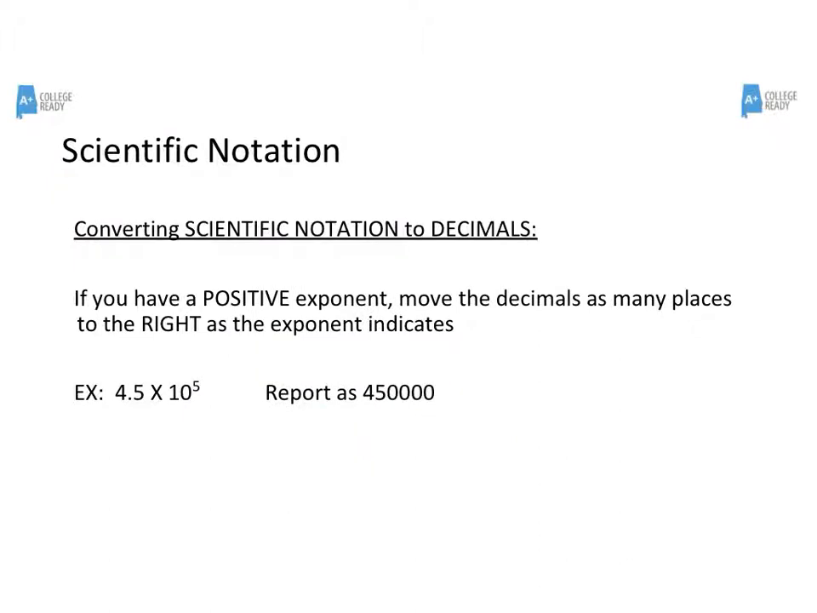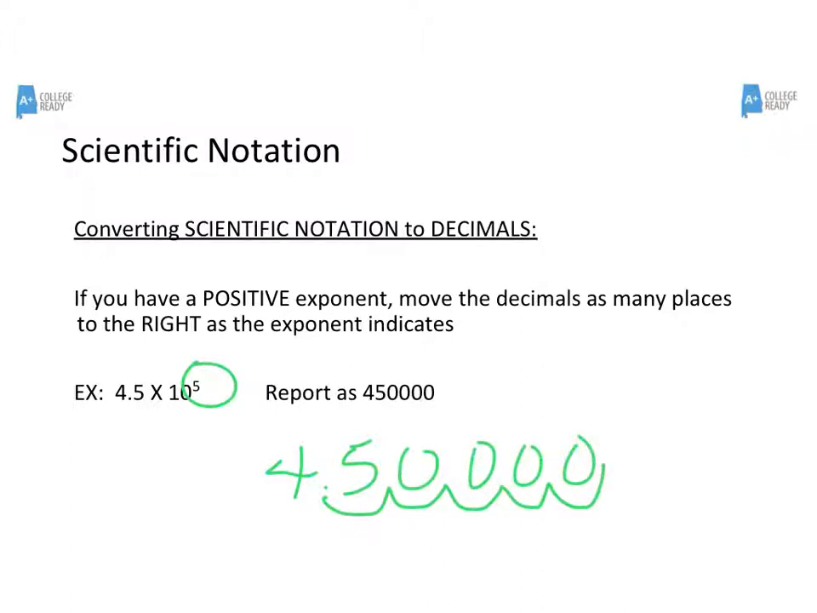If you have a positive exponent, move the decimal as many places to the right as the exponent indicates. So I start with 4.5. I have an exponent of 5. I'm going to move that decimal 5 places then to the right. And 1, 2, 3, 4, 5. Replace it with the zeros, which gives me my answer.